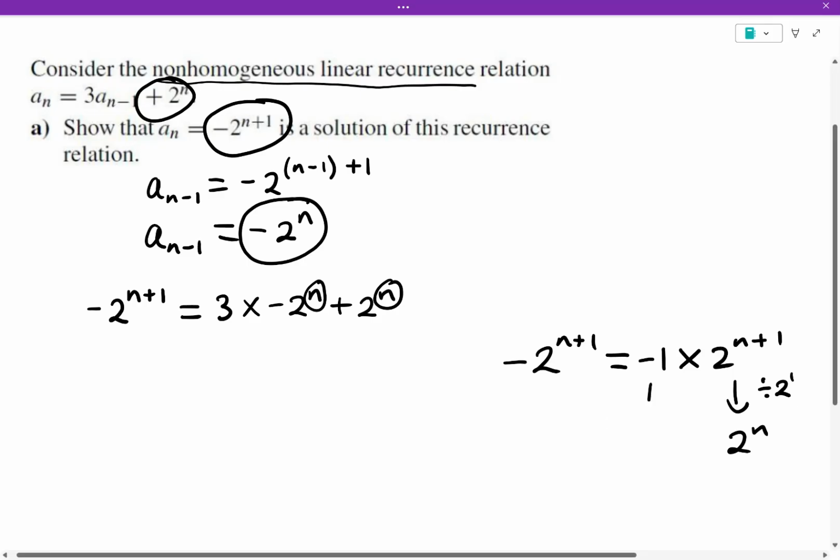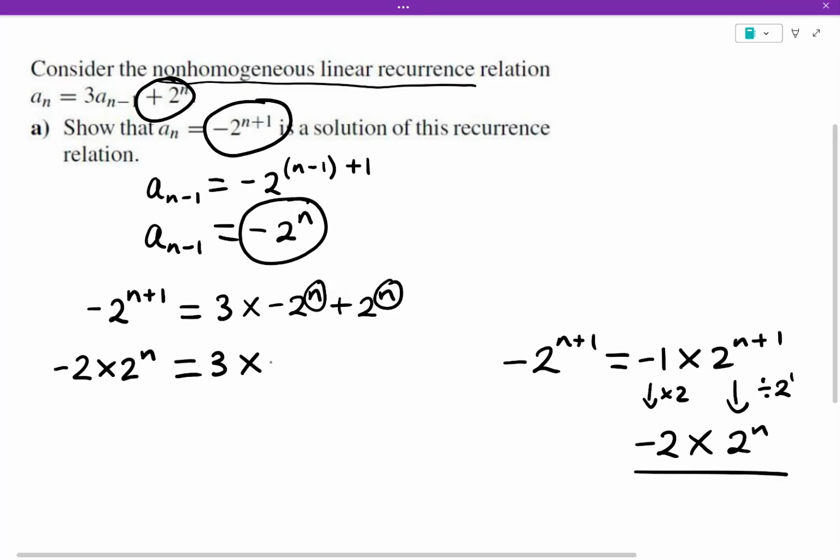Well, you're going to multiply by 2. So negative 1 times 2 would give me negative 2, and then we're going to put our multiplication symbol in. So the left-hand side can be written as negative 2 times 2 to the power of n. And then I'm going to write in my right-hand side like this.